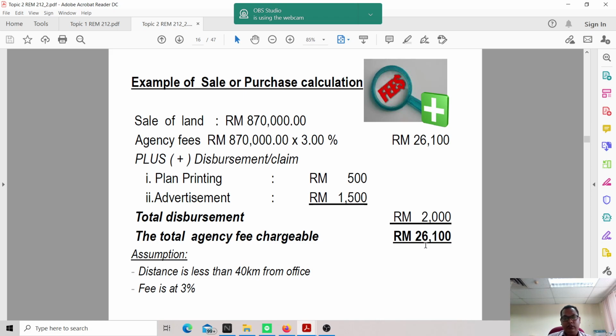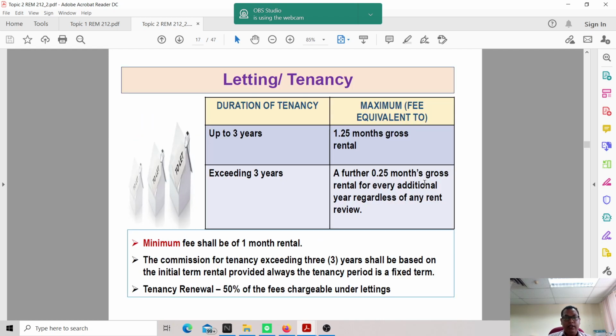So this applies if the distance is less than 40 kilometers and the fee is 3%. Another one, you have to add 0.18% as the sales tax that needs to be paid to the government. This is for SMP. And then you have to look at the letting or tenancy.